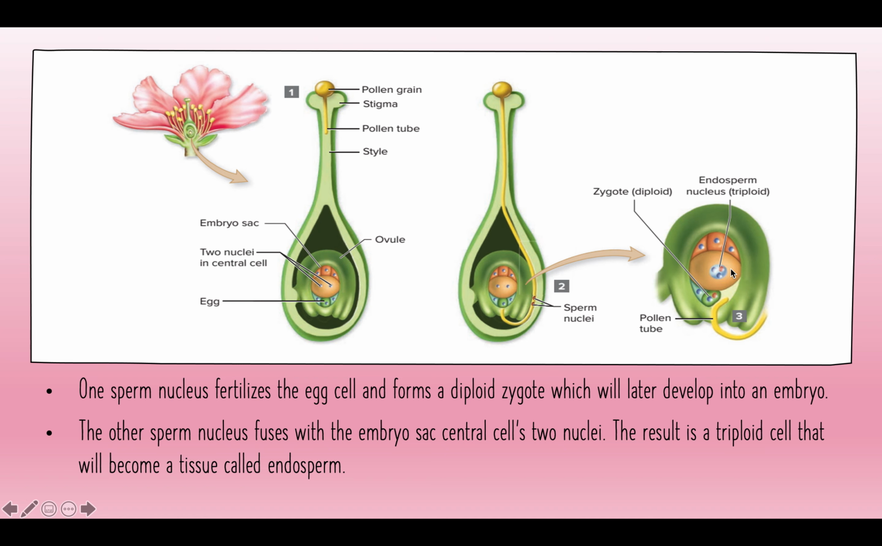Which one is the embryo? The egg cell and the sperm cell that has combined. What becomes the endosperm? It's the central cell and the other sperm cell that has fused together. Hence, this phenomenon is called double fertilization. And double fertilization is important because the food storage, which will come from the endosperm tissues later on, protects the zygote that is forming.